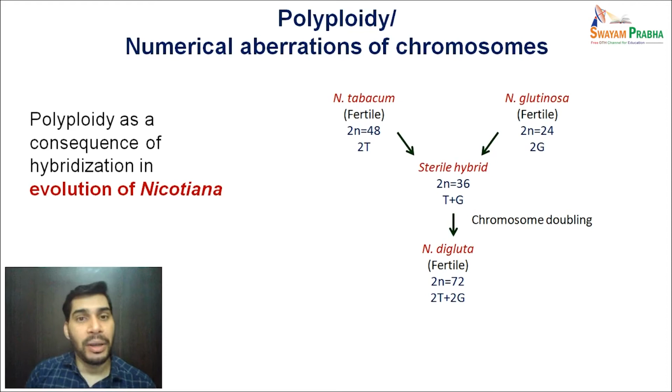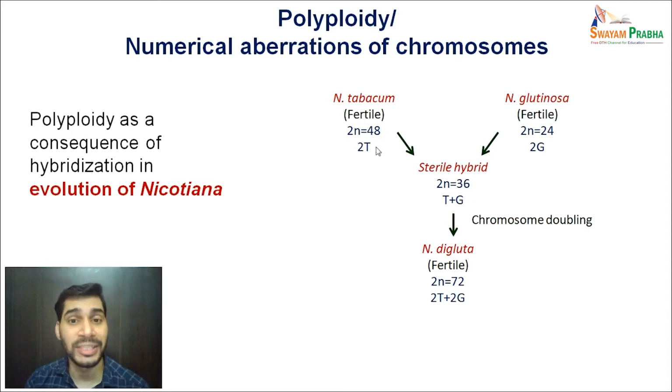Now this is one example of numerical aberration in terms of polyploidy as a consequence of hybridization in the evolution of Nicotiana. Nicotiana tabacum, which is a fertile organism, has the chromosome number 48, represented here as 2T. When it gets hybridized with Nicotiana glutinosa, which is also fertile but has 24 chromosomes and is represented as 2G, a sterile haploid is formed, with the chromosome number 36.